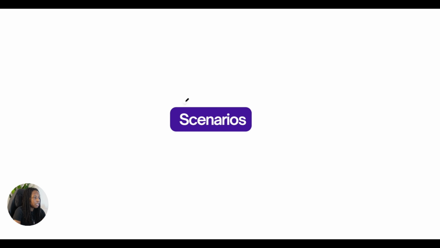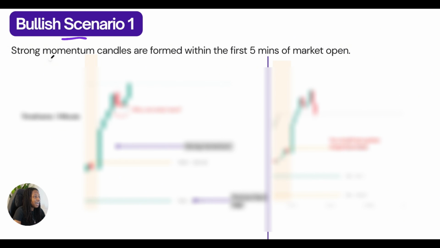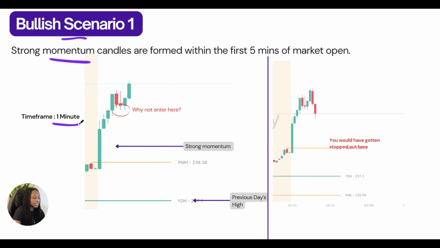Now, the scenarios. Scenario 1. You have strong momentum candles forming within the first 5 minutes of market open, and you are watching the 1-minute time frame. That's the time frame that I watch and I execute my trades in the morning. I always do my analysis on higher time frames, but I execute my trades on the 1-minute time frame, for those who do not know.